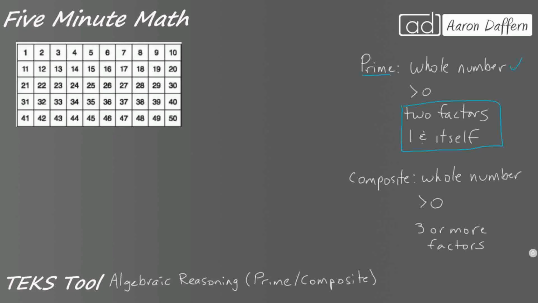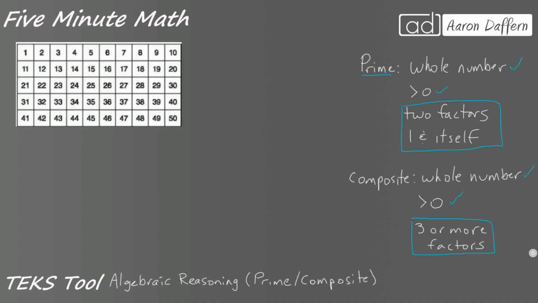So composite is going to start very similar. It's going to be a whole number. It's going to be greater than zero, but it's got three or more factors. So that's the difference: we're looking at whole numbers greater than zero, and how many factors does it have? When we start, we're going to know some basic facts, but pretty soon we're going to have to get into some divisibility rules because the numbers are going to get larger and larger. But let's just take a look at our prime numbers.